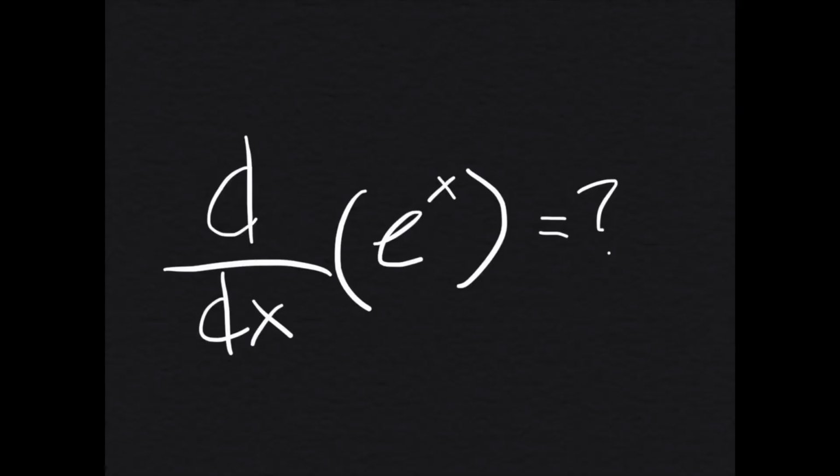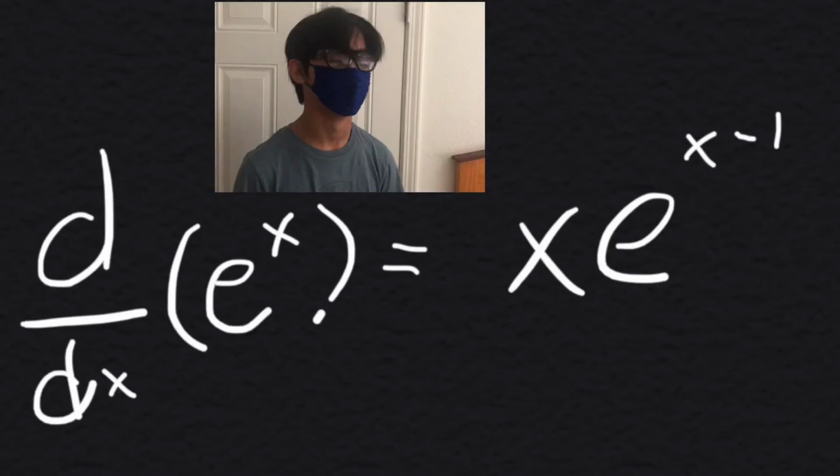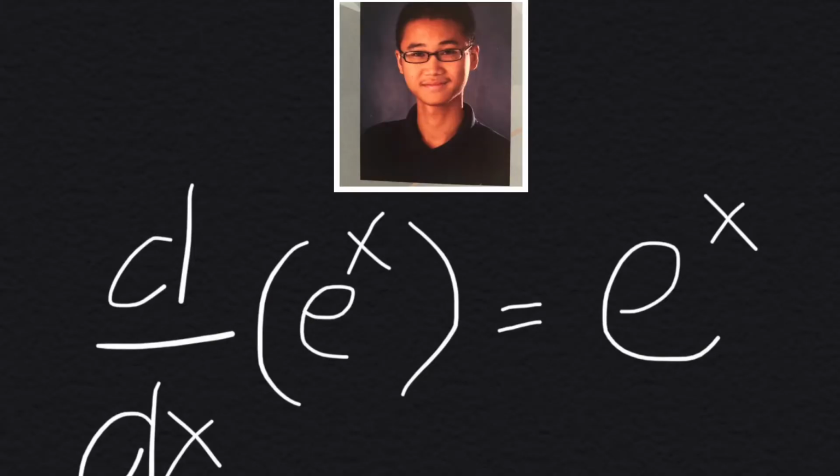Alright, for our second match for the first round, it will be John Ampong versus David 2. Your question is, what is the derivative of e to the power x? Please reveal your answers. John? X times e to the power of x minus 1. I'm sorry, John, that is incorrect. Better luck next time. David? I got e to the power x. David, that's correct. Good luck on the second round.